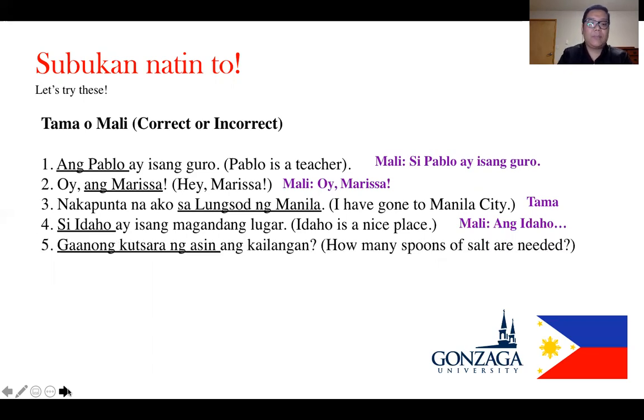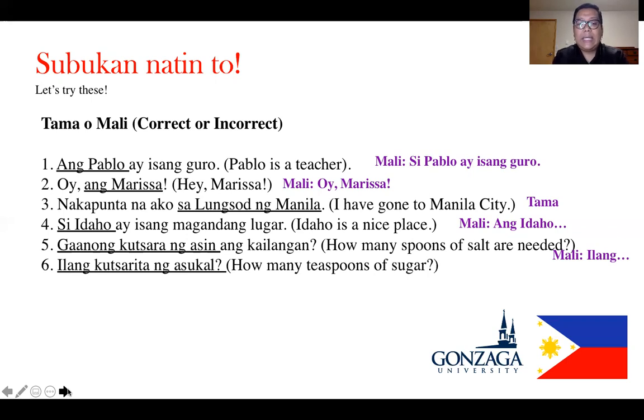Okay? Number 5, gaanong kutsara ng asin ang kailangan, or how many spoons of salt are needed? Is the use of gaano correct in the sentence? Okay, the answer is mali. It should be ilang kutsara ng asin ang kailangan, or how many spoons of salt are needed. Remember, gaano means how much, and you cannot say how much spoon because spoon is countable, right? So you say how many spoons of salt or ilang kutsara ng asin.